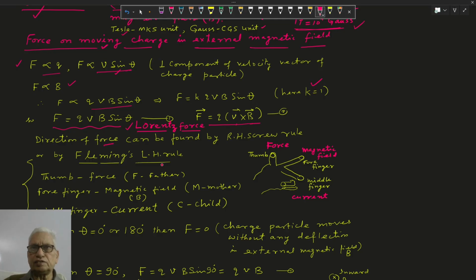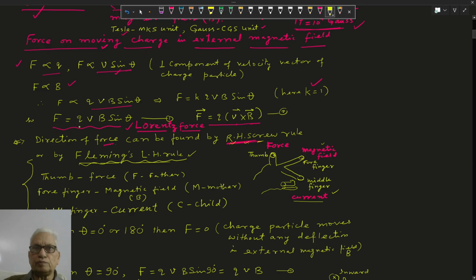The direction of the force can be found by either the right hand screw rule or Fleming's left hand rule. In Fleming's left hand rule, if we stretch the thumb, forefinger and middle finger perpendicularly, then the thumb indicates the force, the forefinger the magnetic field and the middle finger the current. It is sometimes remembered as F for father, M for magnetic field for mother, and C for current for child. Father, mother, child. This way, using Fleming's left hand rule, we can find the force on a moving charge in an external magnetic field.